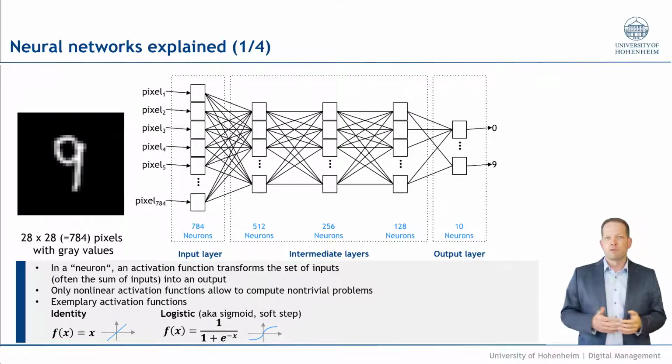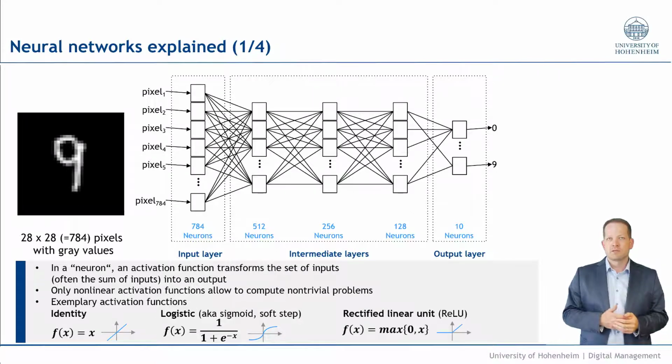A very prominent one is the logistic function. It's also known as sigmoid or soft step function. So it's this S-shaped function. And then another prominent one is the rectified linear unit, ReLU for short, which is basically the maximum of 0 or x. So meaning if the input is negative, then the output is 0. If the input is positive, then the output is the same as the input.